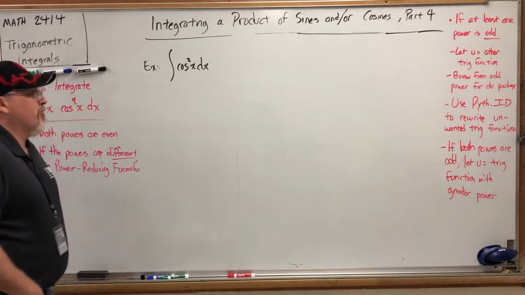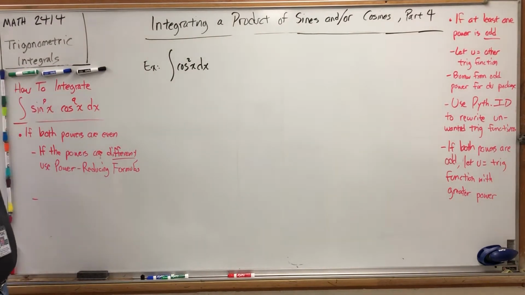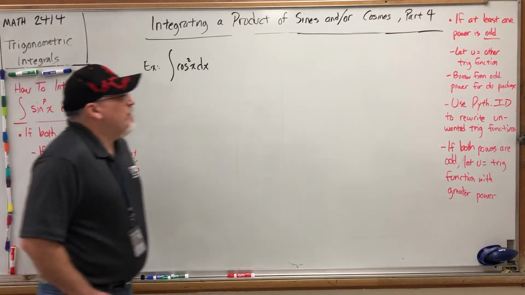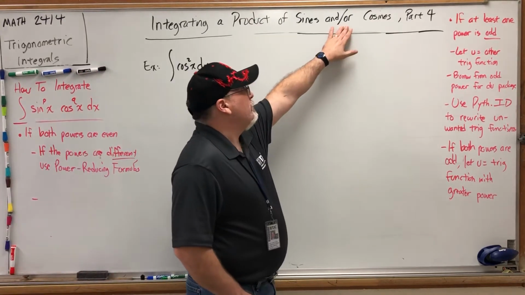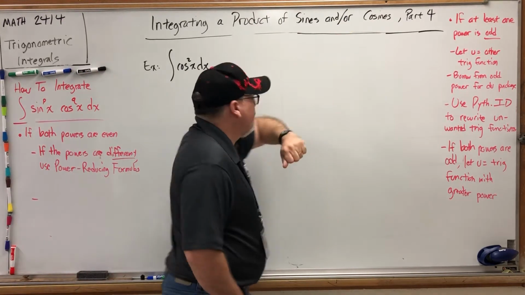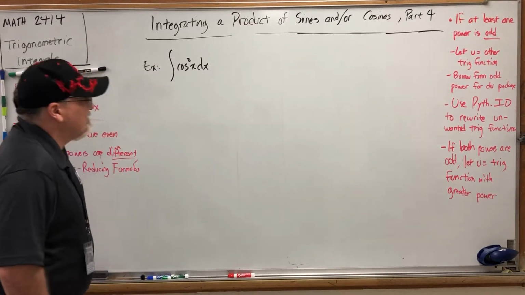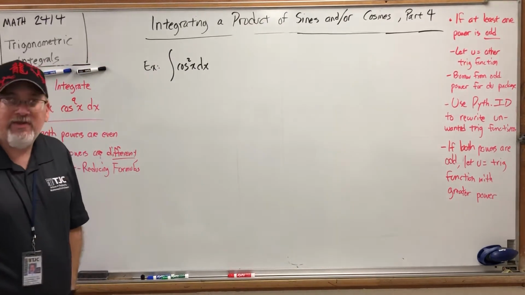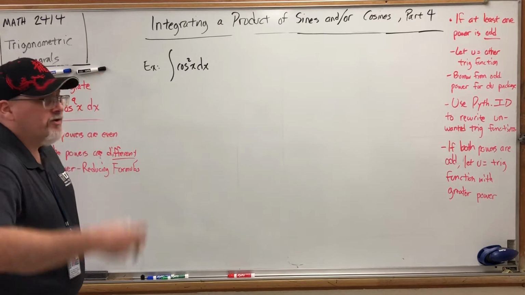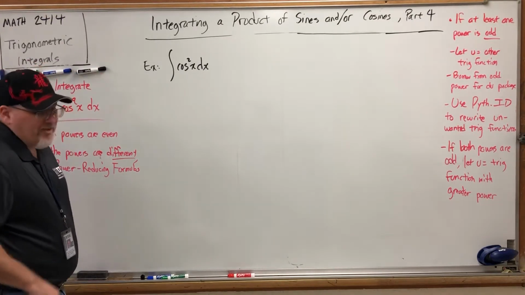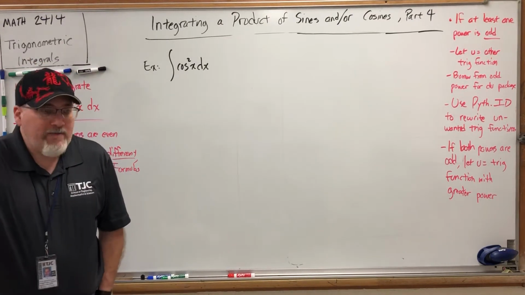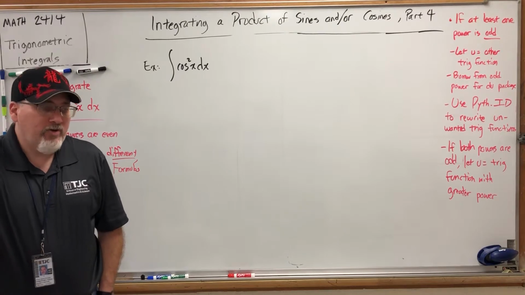But what if none of the powers are odd? What if they're all even? Plus, I've been saying and or, implying it can be one or the other, not necessarily both. So let's take a look at the simplest example of integrating trig functions with even powers, one trig function to the second power.